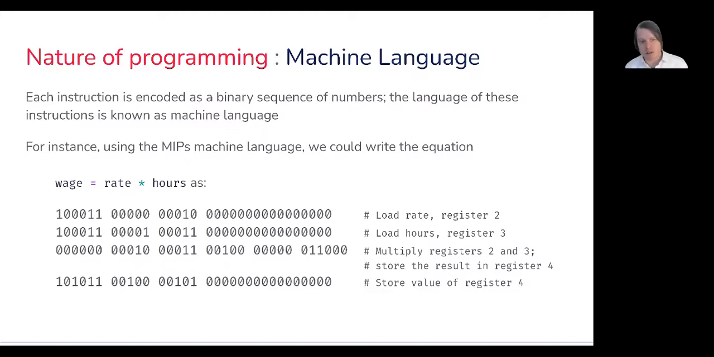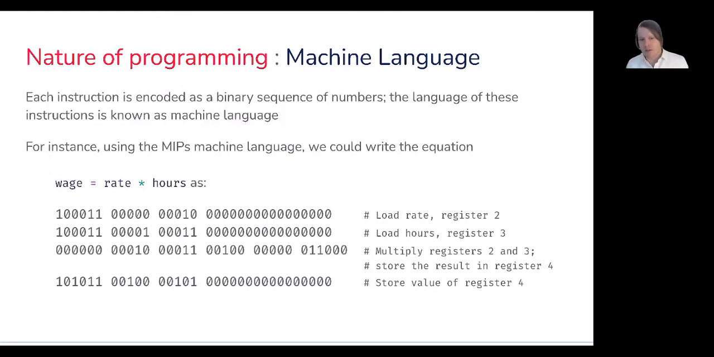So machine language. Each instruction that we're going to have our computer perform is going to be encoded as a binary sequence of numbers. The language of these instructions is going to be known as machine language. Now, MIPS is a common machine language used in, say, architecture classes. It's a lot less complicated than the instruction set of, say, an Intel processor may look like. But I'm going to go ahead and use MIPS simply for its simplicity.